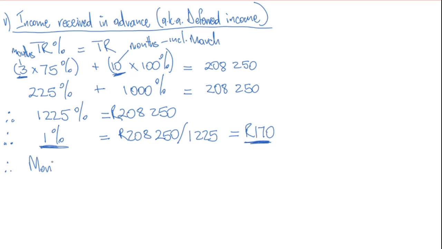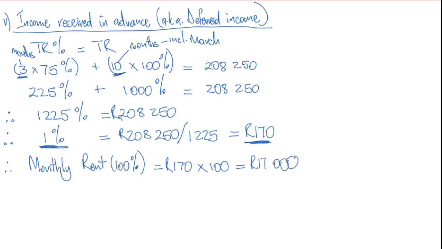So now if you want to get the normal monthly rand, that would be the rand at 100%. So we simply say monthly rent at 100% equals to 170 times 100, because we know that 1% is equal to 170. So 100% is going to be 100 times 170. And this gives us 17,000 rands. So that is the normal monthly rent amount.